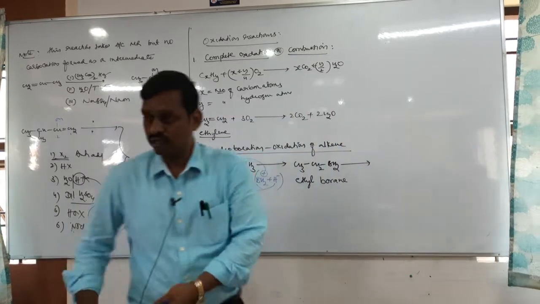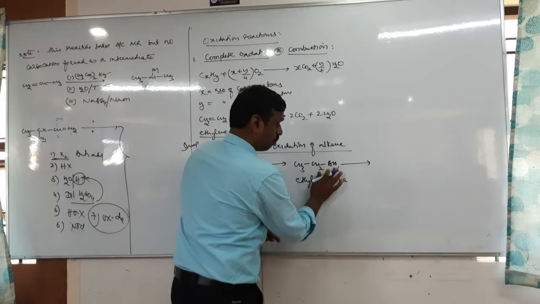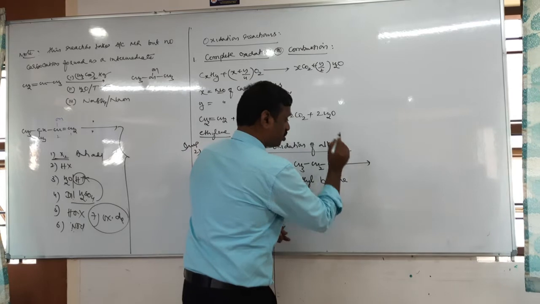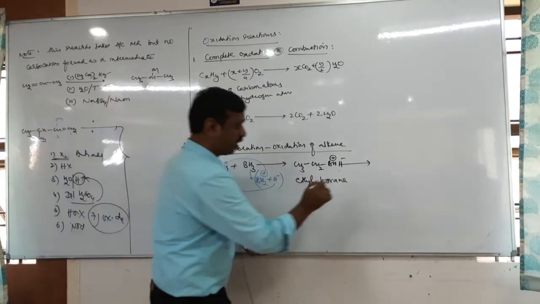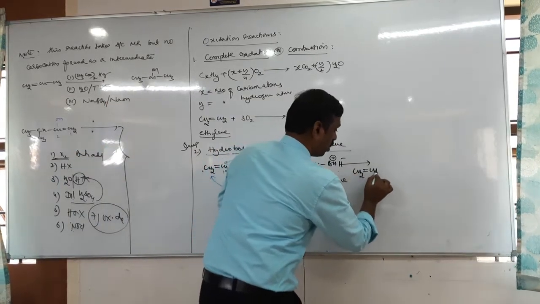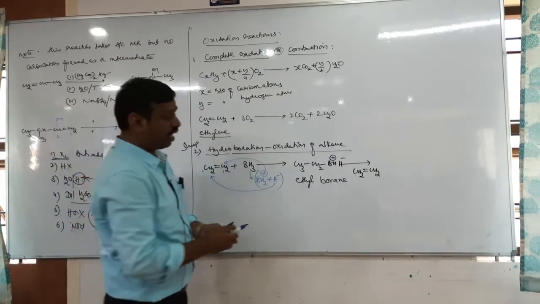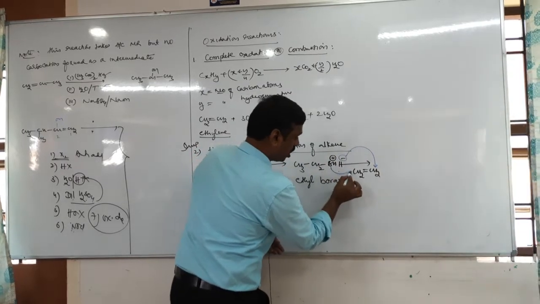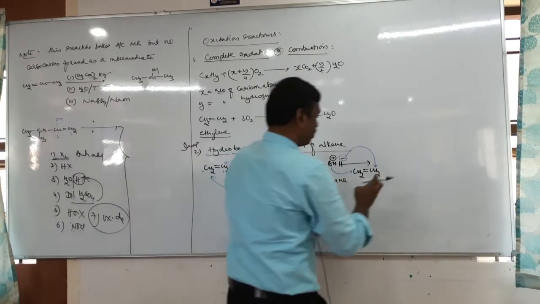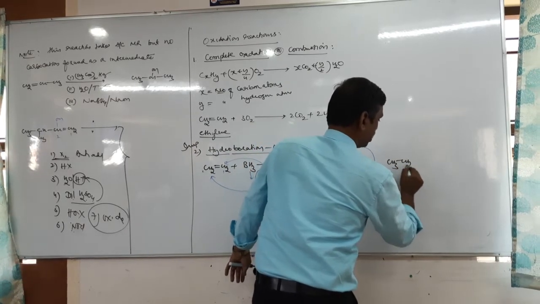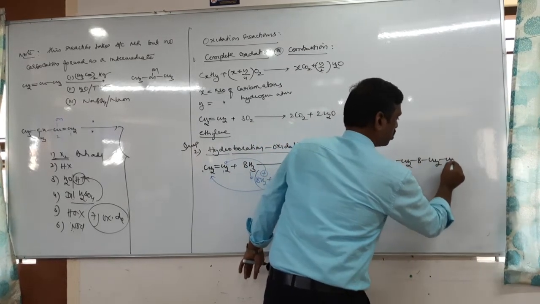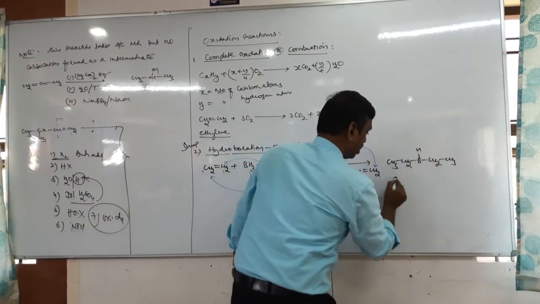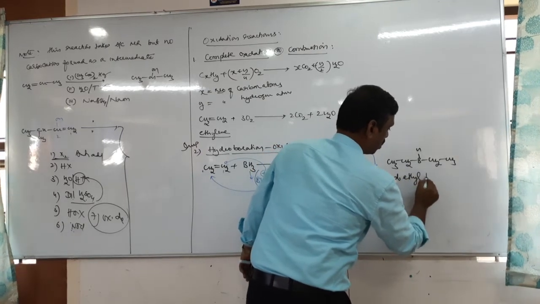Why? This BH2 again dissociates how? B is plus, H is minus. Therefore it reacts with another molecule of alkene. Again the addition will be the same. This H minus is added to one carbon, B to another carbon. So what does it become? CH3, CH2, B, CH2, CH3, and there is one hydrogen also there. This is called diethyl borane.